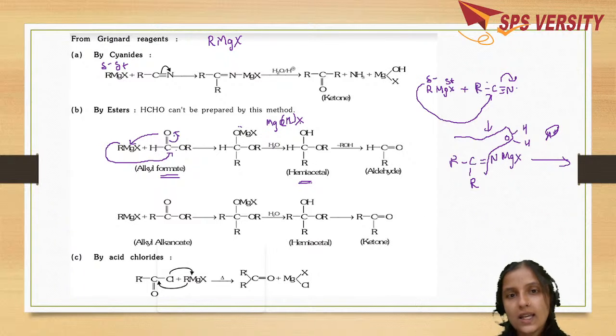This is called a hemiacetal, where you have R, OR, and OH. If this H is also replaced by OR, then it is called an acetal, where one water molecule gets eliminated from here, resulting in the formation of R, C double bond O. This results in the formation of an aldehyde.